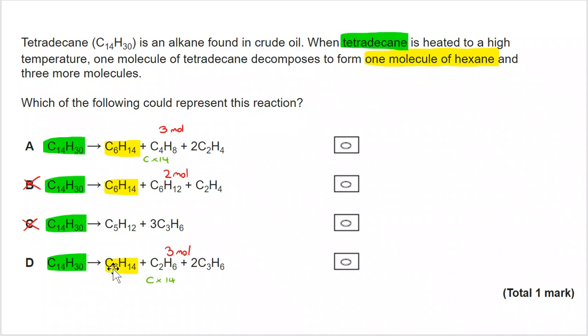If I then look at the balancing of the equation, on the right-hand side in A, I have 14 carbons, perfect. I also have that in D, so we're coming down now to the hydrogens. And actually, if I count up the hydrogens in the equations as they are balanced, I have 30 in A, I have 32 in D, therefore we can disregard D. The correct answer is A.